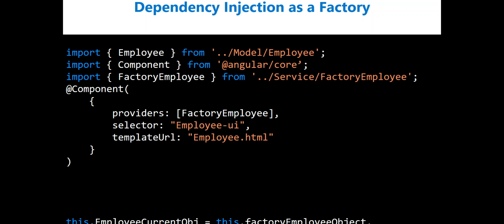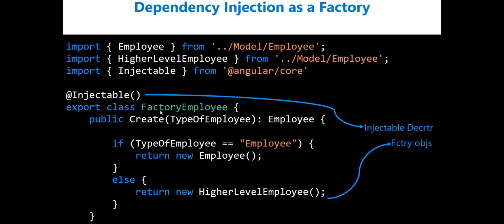I already told you, right, the provider is the one telling the DI that these are the dependencies. So in this particular component, I'm telling it, boss, this is a provider. This factory employee is the one which I really need. That is why I placed it in the providers keyword. So you have to close braces and you have to mention it. You remember, right, this is a factory employee object.